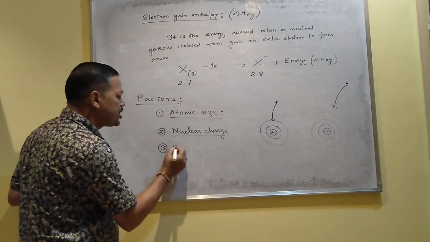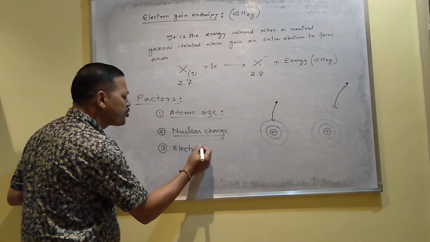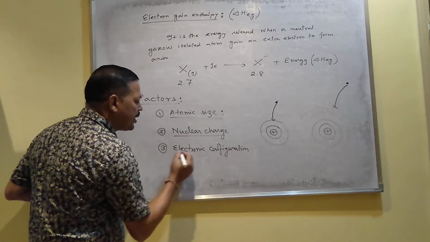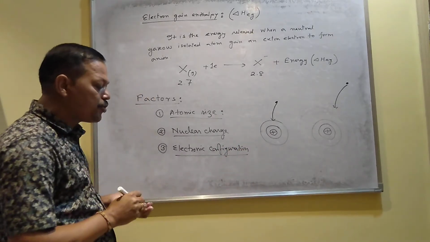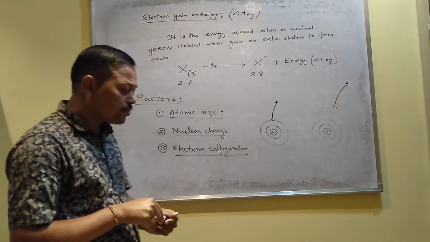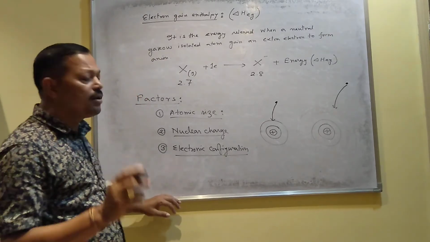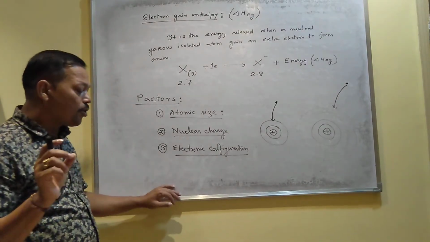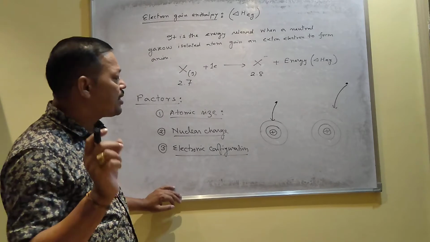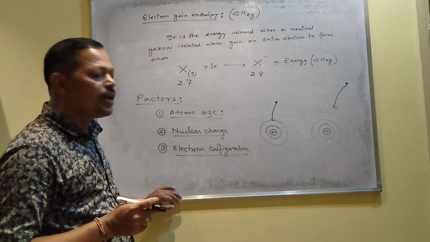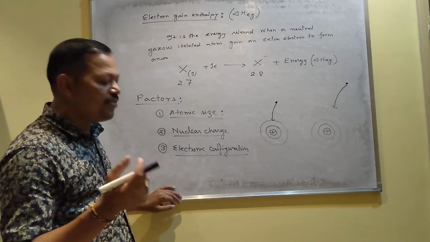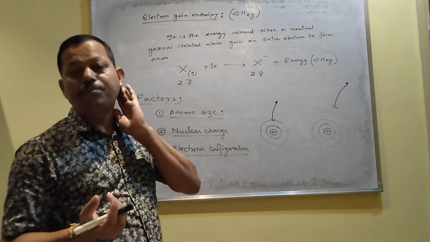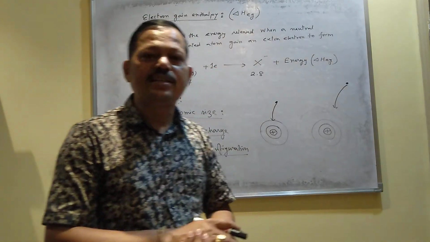And number 3, which is called electronic configuration. The electron gain enthalpy value depends on the electronic configuration also. The elements which contain completely filled orbitals, or half filled orbitals, in their electronic configuration are said to be stable, and for that type of atom it is difficult to gain an electron, and that is why for that type of atom electron gain enthalpy always decreases.